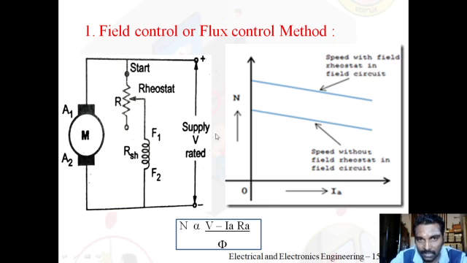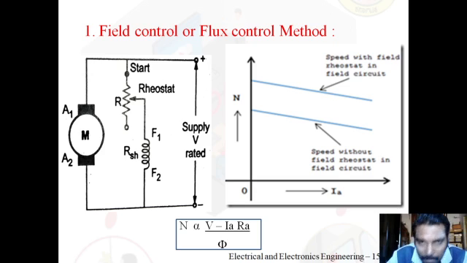So this is regarding the field control or the flux control method of a DC shunt motor. Here, by including resistance in series with the field winding, we can control the speed of a DC shunt motor. For that, we need to take the help of this equation, that is speed is directly proportional to V minus I Ra and inversely proportional to the flux.